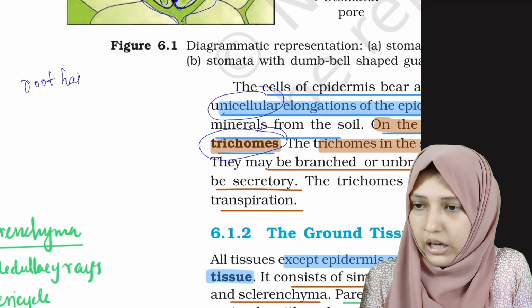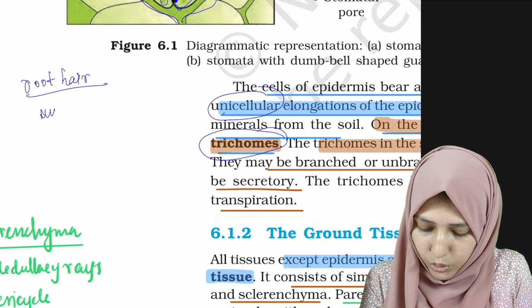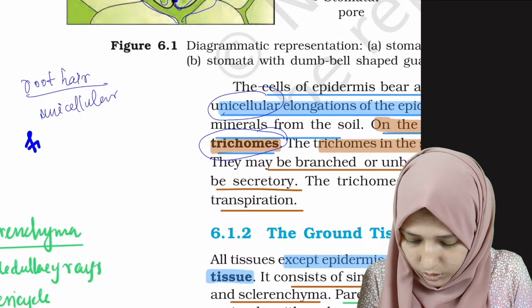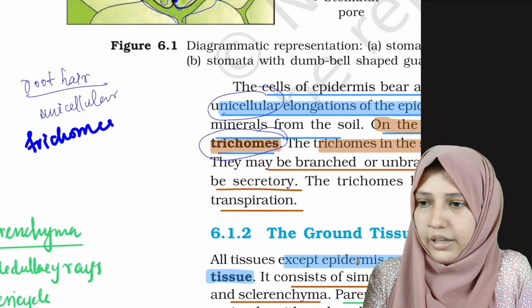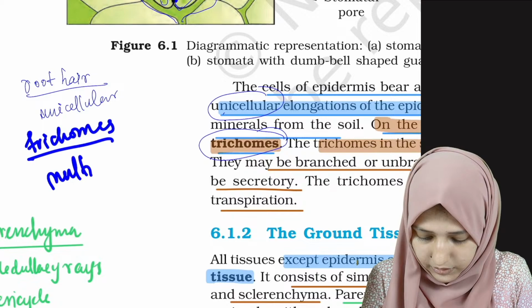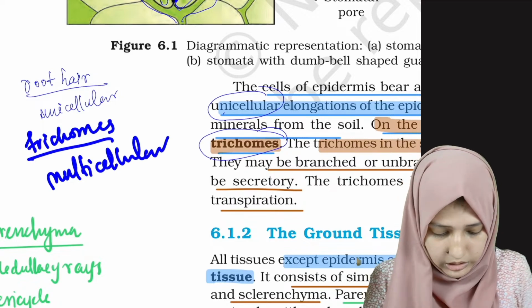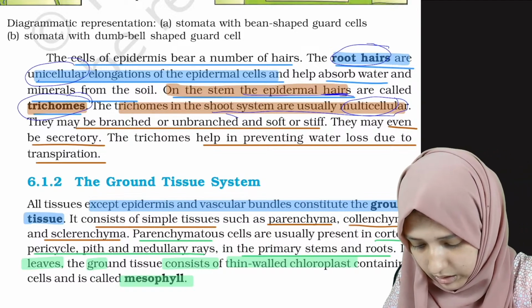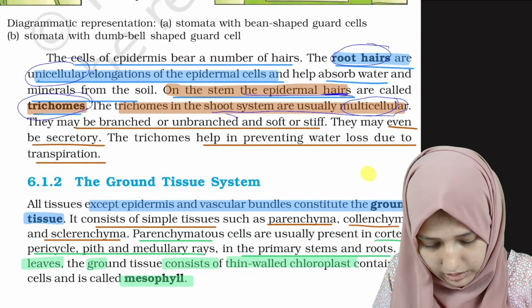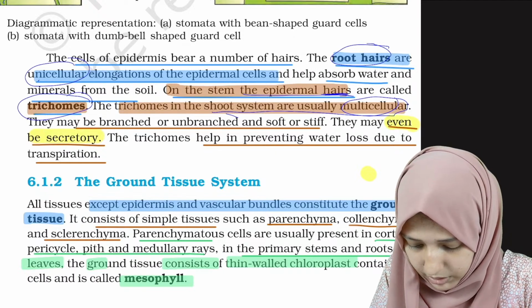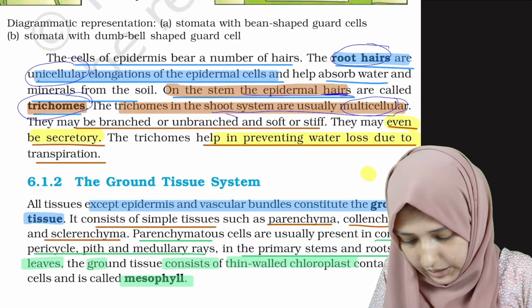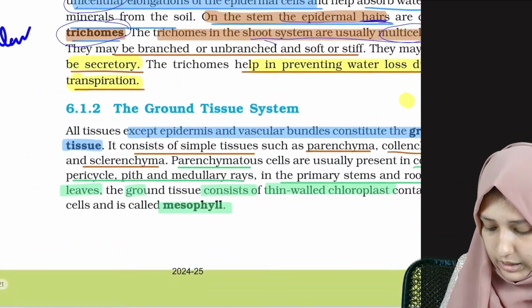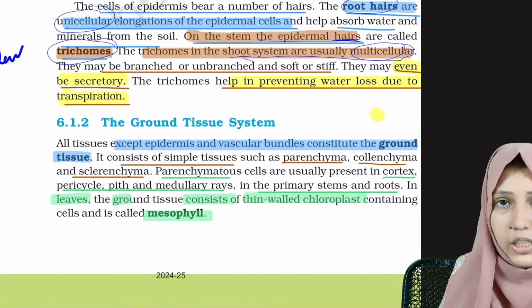So please note the point. Root hairs are unicellular, whereas the trichomes are multicellular. Clear? Now what is the function of trichomes? They can even be secretory, and they help in preventing water loss due to transpiration. Clear? Now the first tissue, the epidermal tissue system, is over.